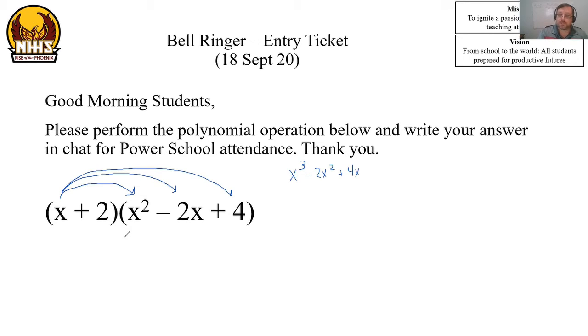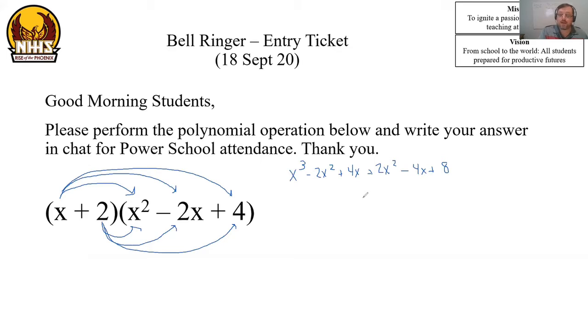And we start with our second term in the binomial. 2 times x squared gives us plus 2x squared. Okay. And then we take the 2 and we multiply it by the negative 2x, and then we obtain negative 4x. And then we take the 2 and we multiply it by the 8, and that gives us plus 8.